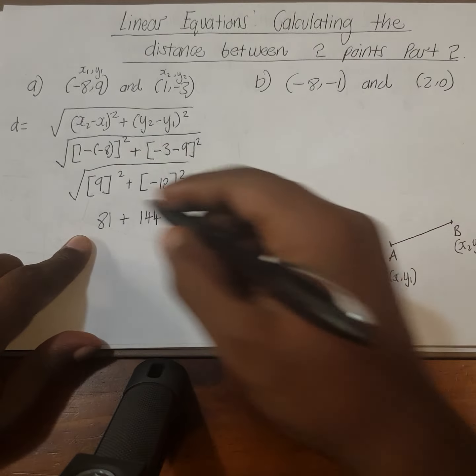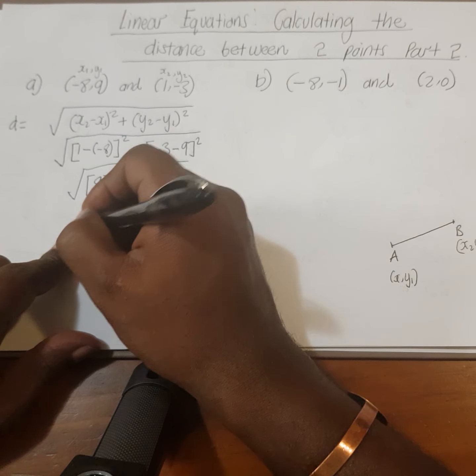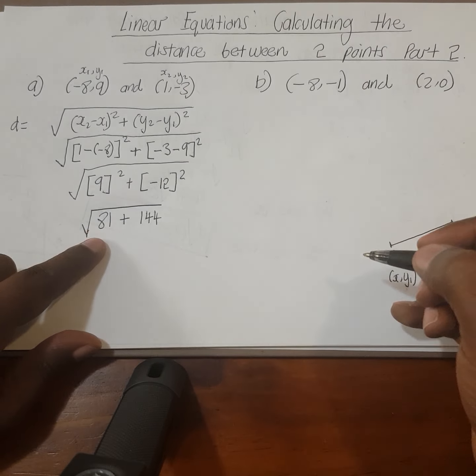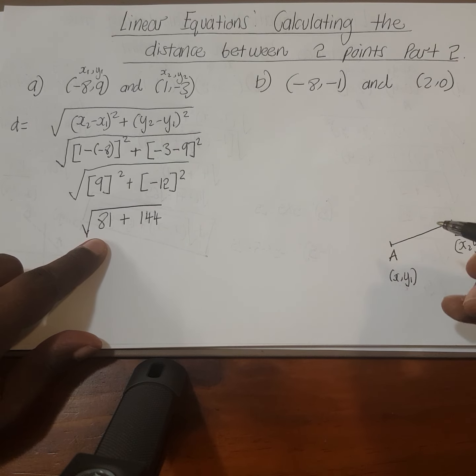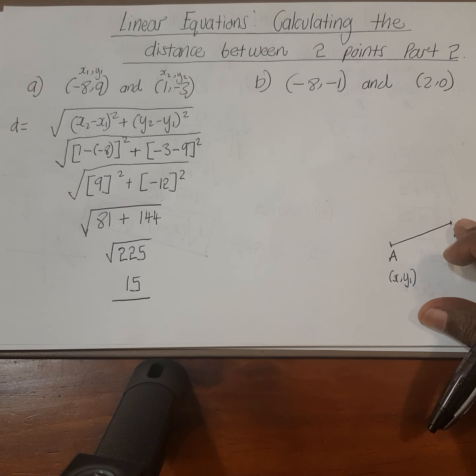All right. And then you add them together and find the square root. So 81 plus 144 will be 225. And 225 is a perfect square, and the square root of 225 is 15. All right, so that's the distance between 2 points.